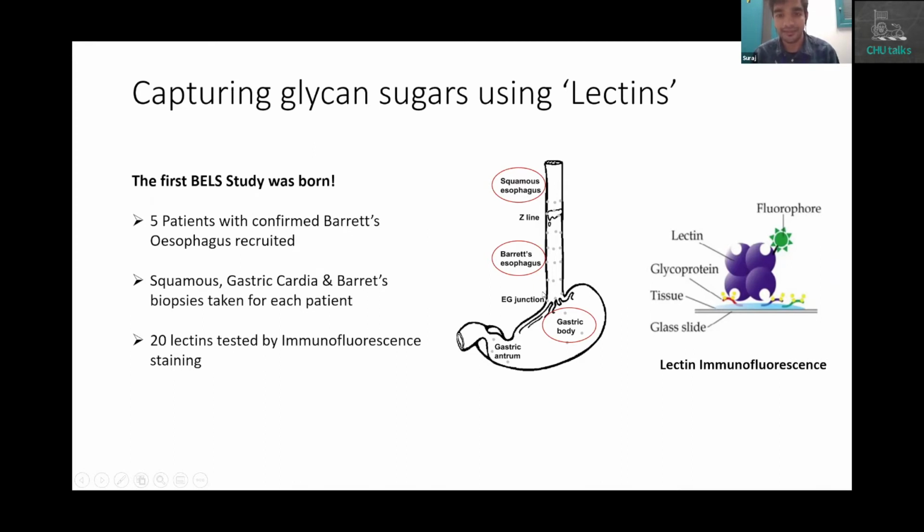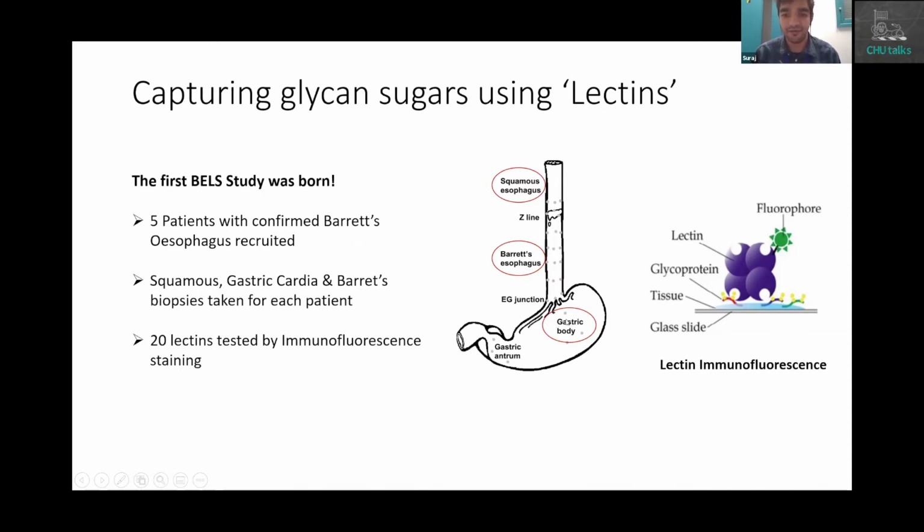And we collected 3 different sites in the body as the biopsy tissue. So we got the normal squamous esophagus, which is just the normal sampling. We got the actual disease area, which is the Barrett's esophagus tissue. And we also got the gastric body, or the gastric tissue.